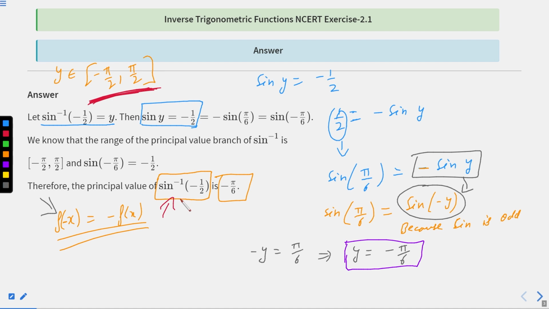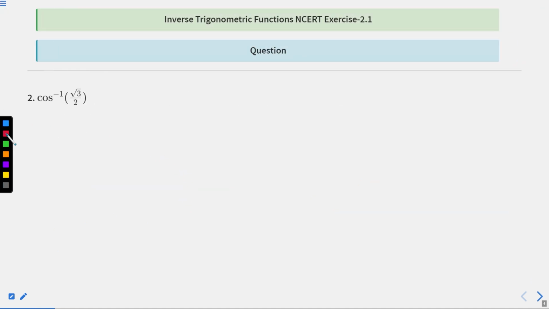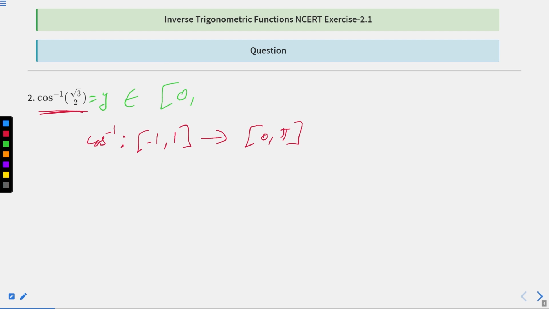So the question remains the same: find the principal value for this. If you recall, the range of cos inverse is the closed interval 0 to pi. So if you say that it is equal to y, then y must belong to the closed interval 0 to pi. First you find y, then verify that it belongs to this interval or not. If it belongs to this interval, then it is your principal value. If not, then we will do something else.